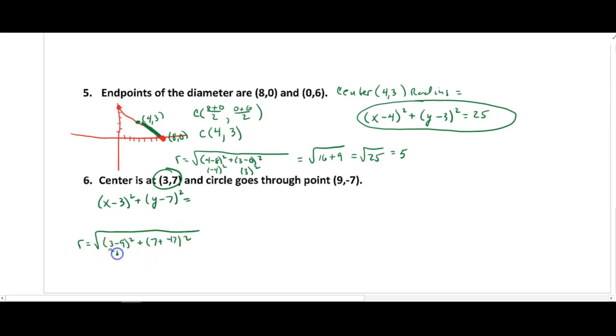It's going to give you negative 6 squared, which is 36, plus 14 squared, which is 196. When you add 36 and 196, you get the square root of 232. But if that's the length of the radius, the radius squared would be 232. And we are done.